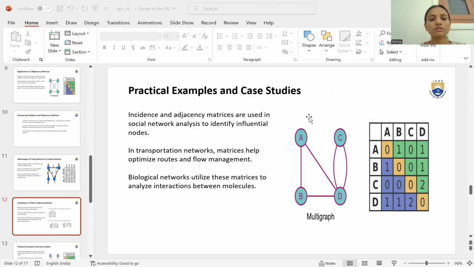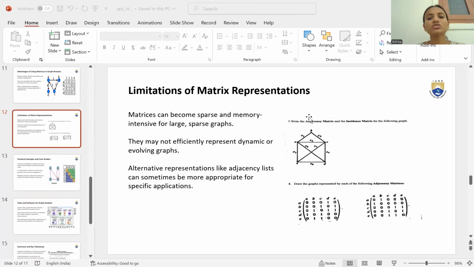Limitations of matrix representation. Matrices can become sparse and memory intensive for large sparse graphs. They may not efficiently represent dynamic or evolving graphs. Alternative representations like edge lists can sometimes be more appropriate for specific applications.